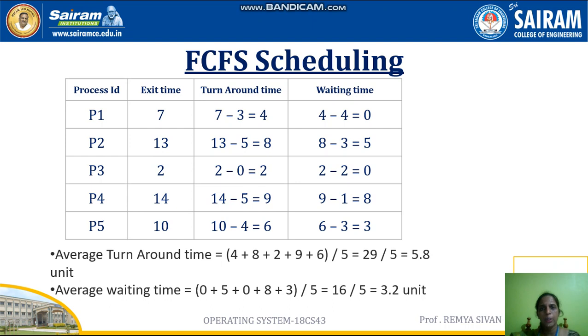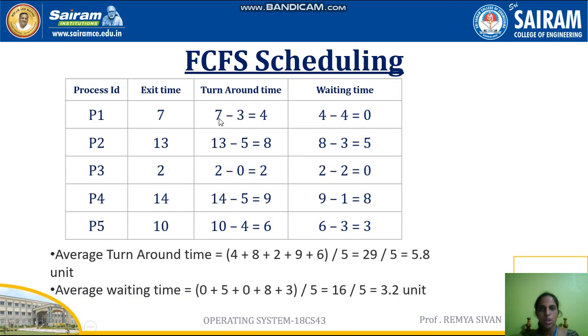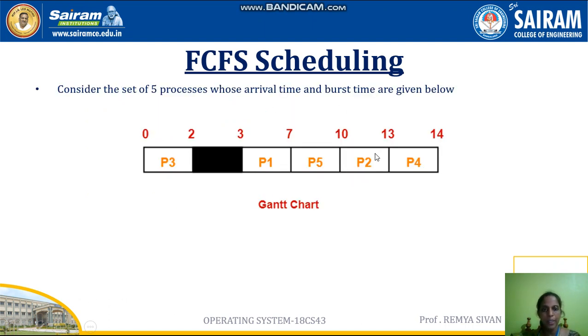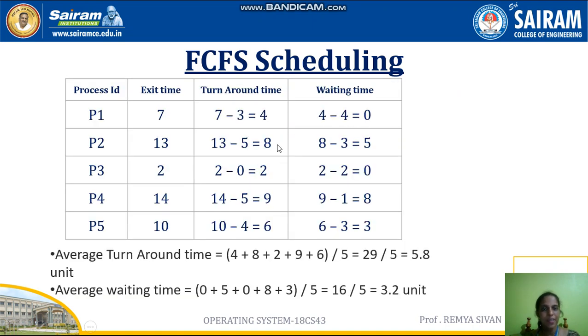So for P1, how do we calculate the turnaround time? P1 exit time is 7, right? At what time did it come? It came at 3. So 7 minus 3 is 4. 4 is the turnaround time. P2 exit time is 13, and P2 came at 5. So 13 minus 5 is 8, the turnaround time.